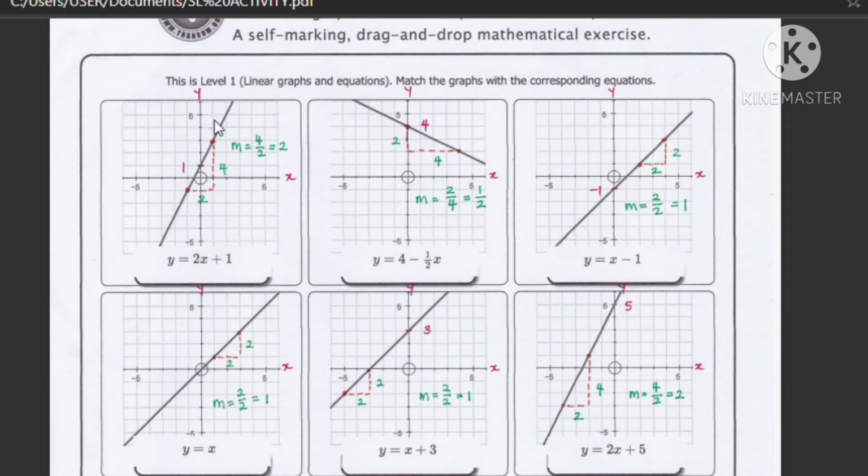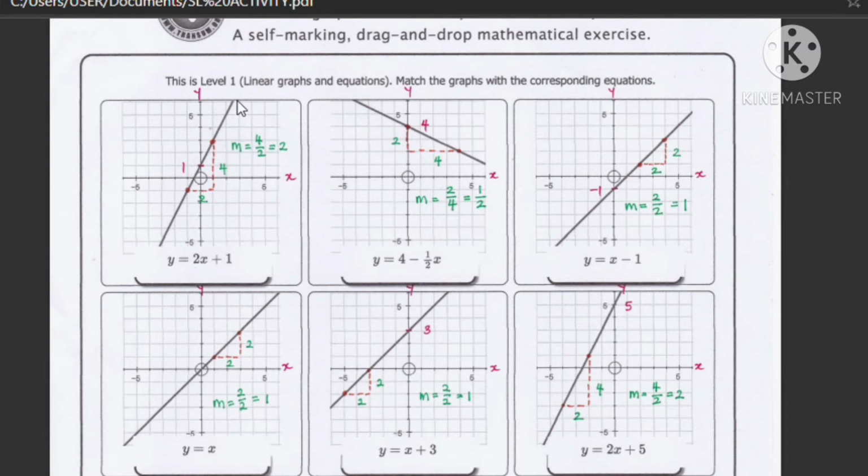For this linear graph, the answer is y equals 2x plus 1, where the gradient is 2 and the y-intercept is 1.